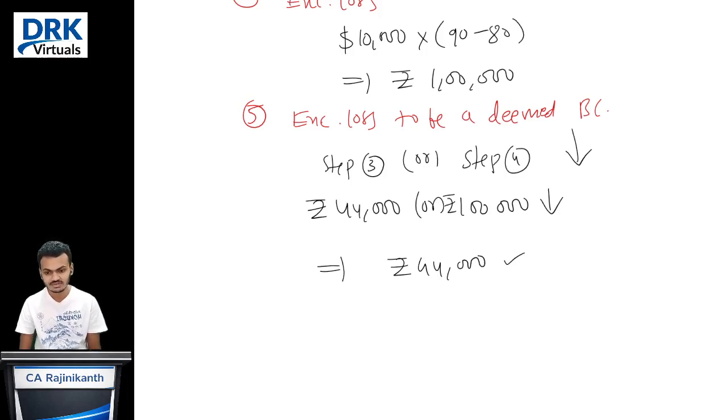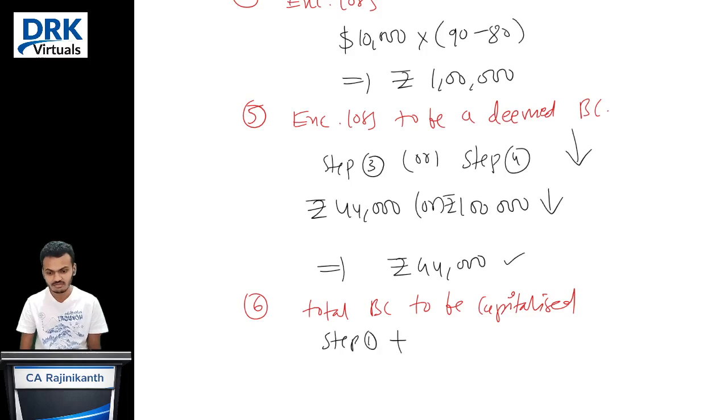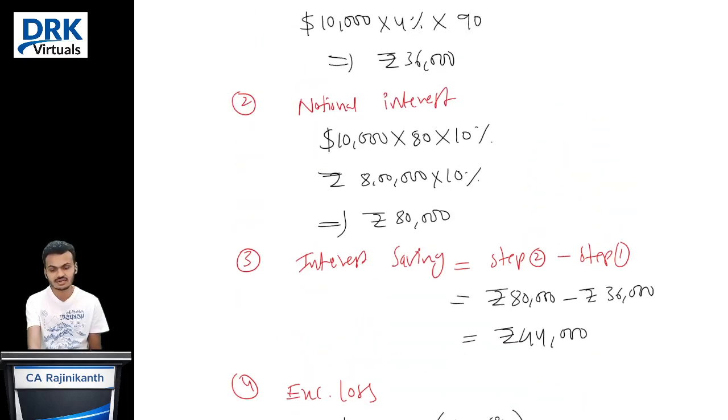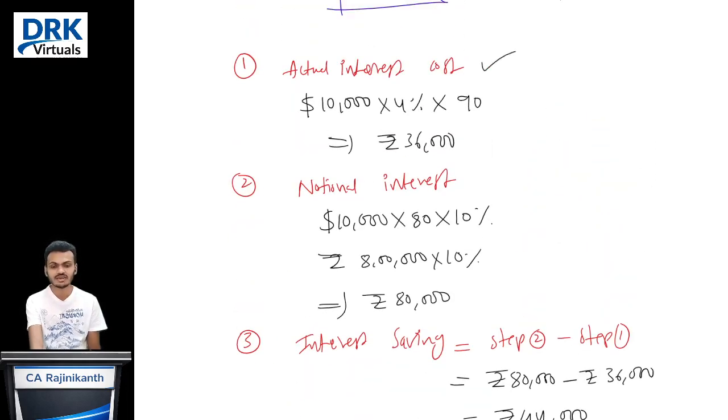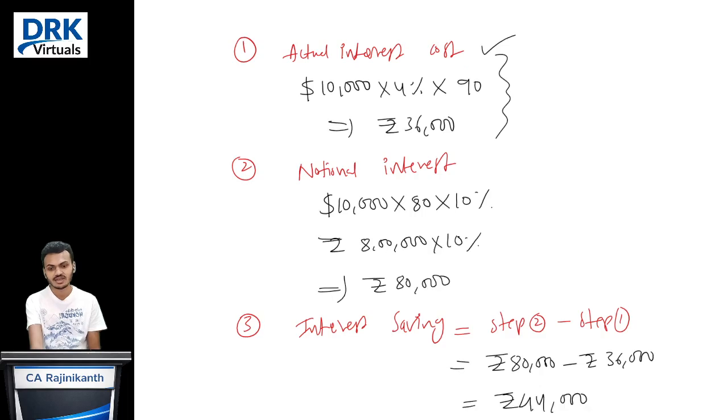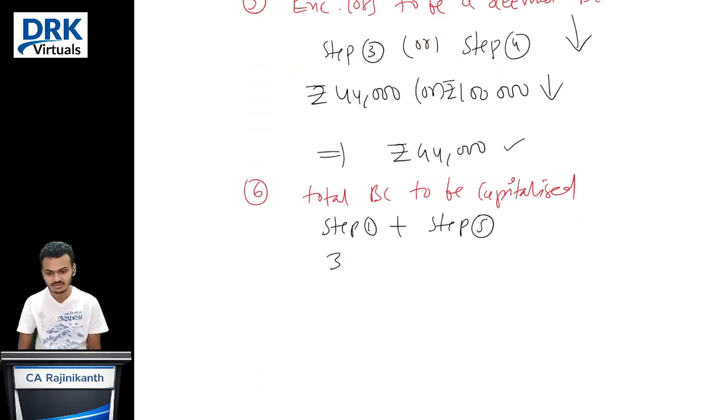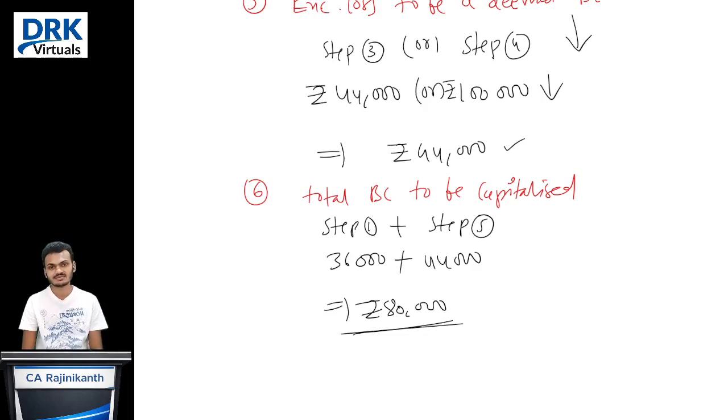In step number 6, total borrowing cost to be capitalized: step 1 plus step 5. Step 1 is our actual interest cost, correct? Because it is a foreign currency loan, anyway we are going to pay this actually. So that one, 36,000 plus step 5, 44,000. Total 80,000 rupees we should capitalize.